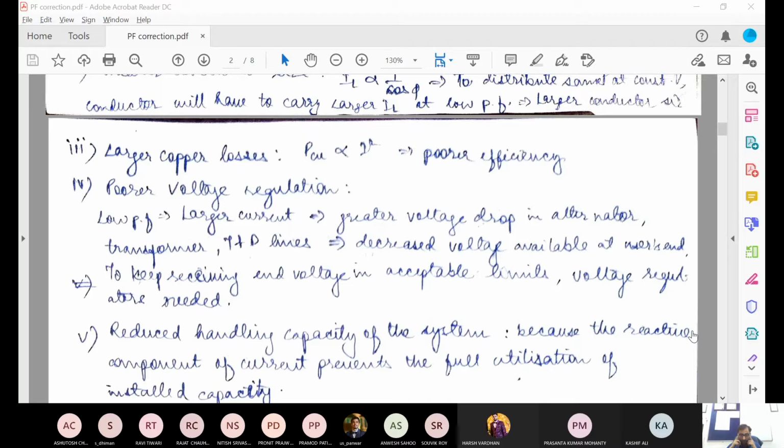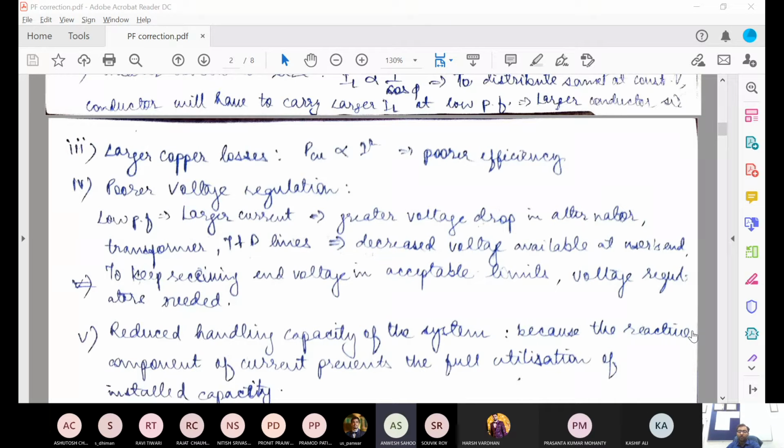And these days there are these FACTS devices, the flexible AC transmission system devices, which will have power electronic based circuits for supplying the reactive power in a variable mode instead of just having a fixed capacitor bank. So all those things are there for helping improve the power factor.